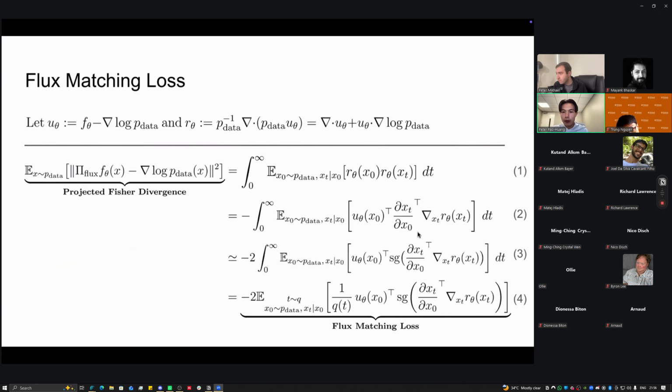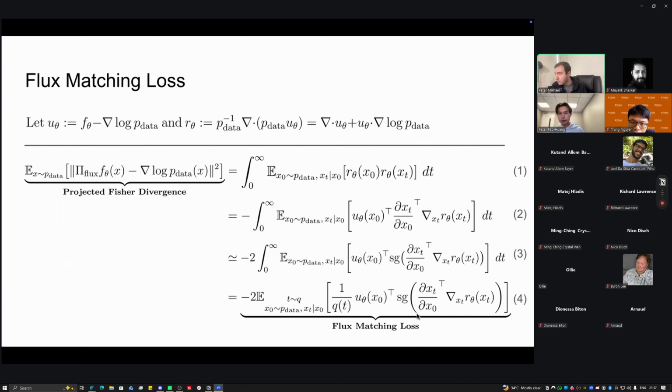And then after this, we show that in terms of the gradients, line 2 and line 3 are equivalent with respect to f theta, up to a factor of 2. And that's how we arrive at this final loss. We just Monte Carlo this integration, and then we get this ultimate line for the flux matching loss.